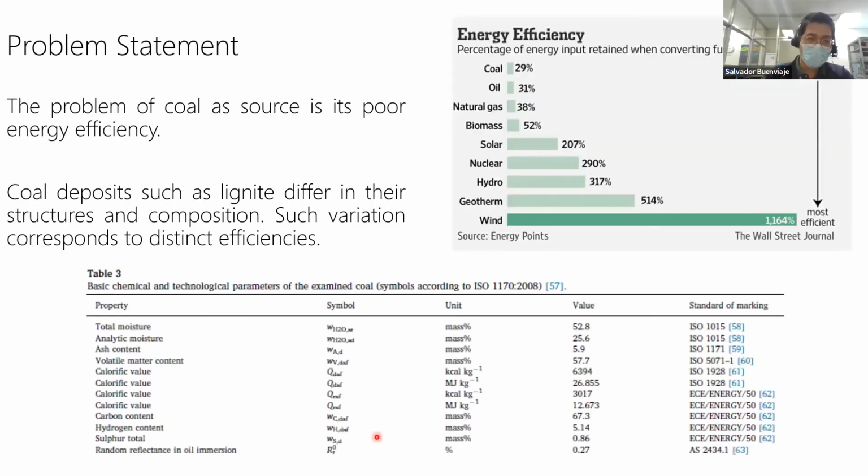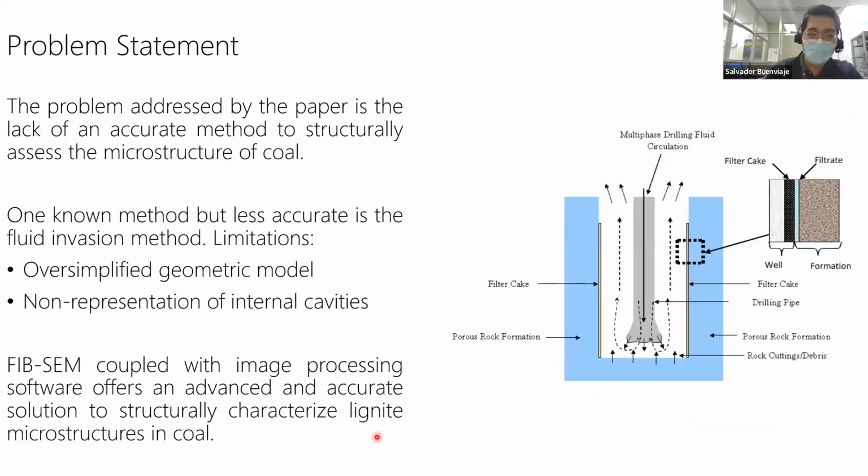So the problem statement of the paper is that coal has a poor energy efficiency. Meaning for a given mass of coal, it has the least efficiency in terms of energy conversion compared to other sources such as oil, natural gas, solar, etc. To dig deeper, it is imperative to understand why it is inefficient in terms of energy conversion.